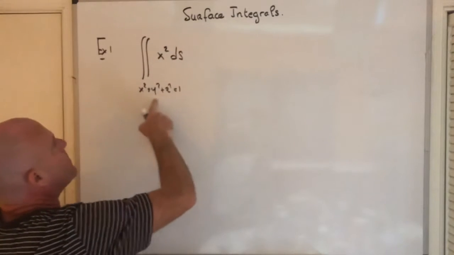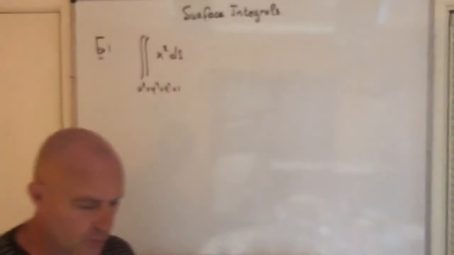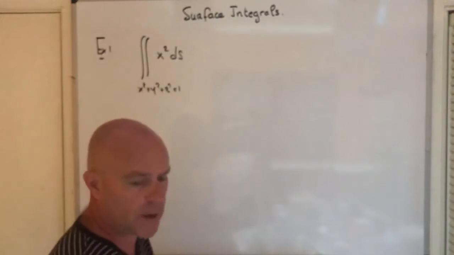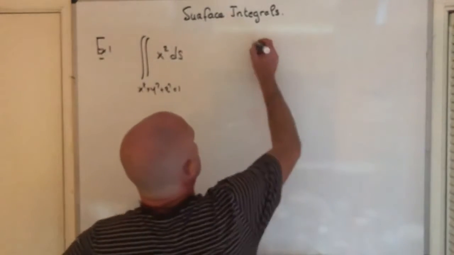So let's parameterize now the unit ball. To parameterize the unit ball, the best way is to use, again, spherical coordinates.